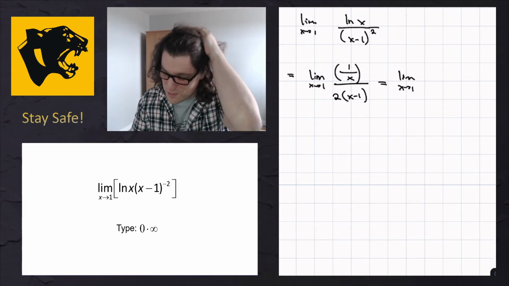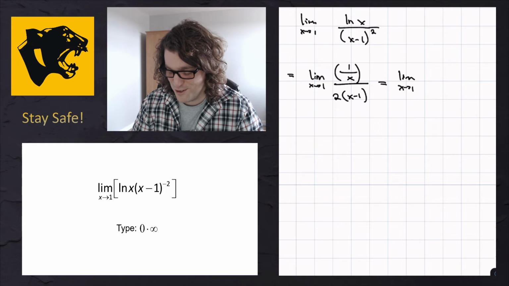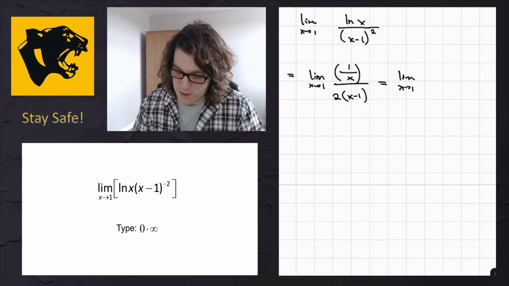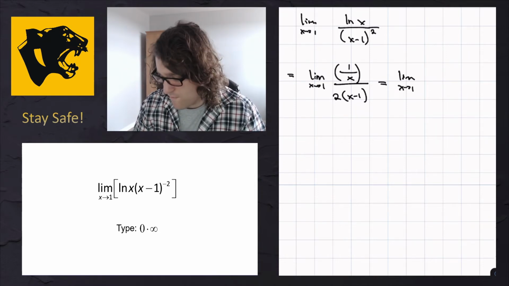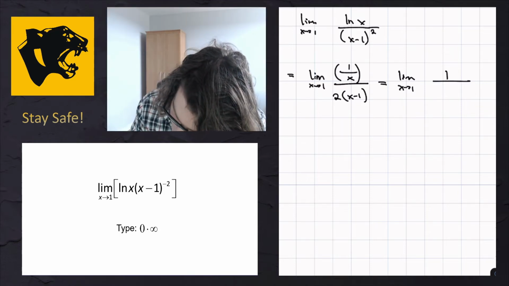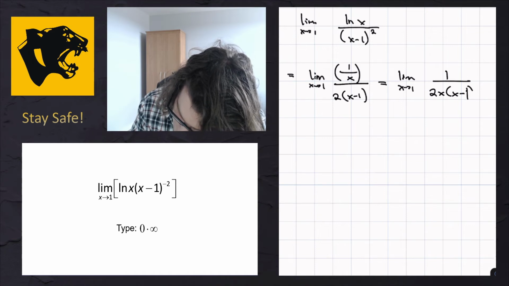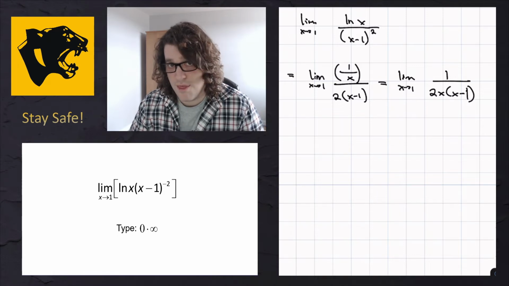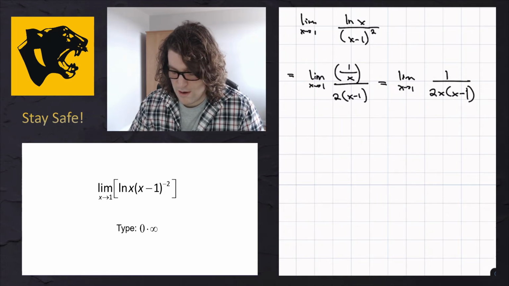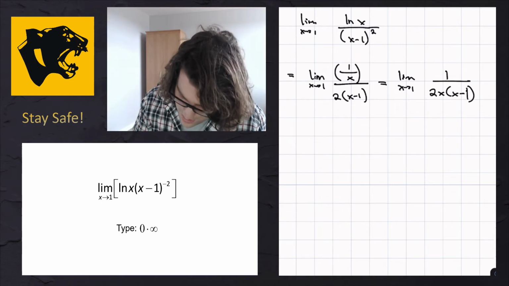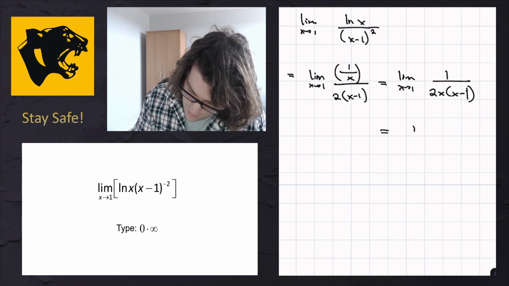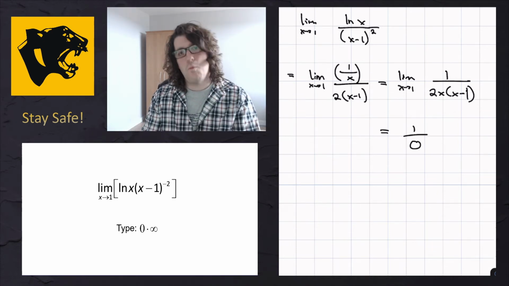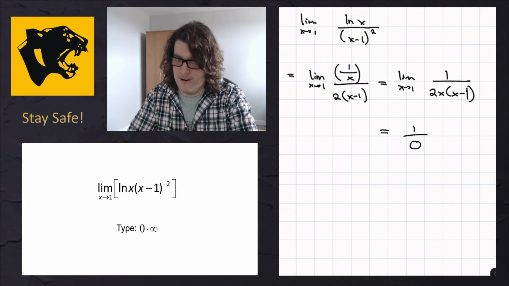So the limit as x approaches 1 of 1 over x divided by 2 times (x minus 1). So that's the derivative of the top over the derivative of the bottom. If I tidy that up a little bit more, we would have 2x(x minus 1). Now, if I put a 1 into that, then I get something very interesting going on here, because this looks like an indeterminate form, kind of. We get 1 divided by 0.